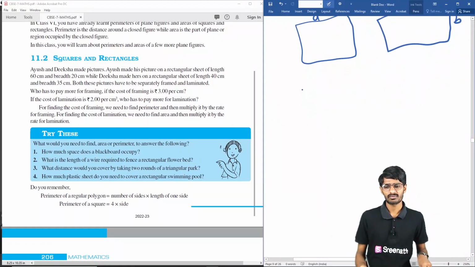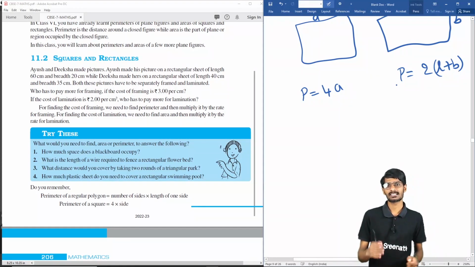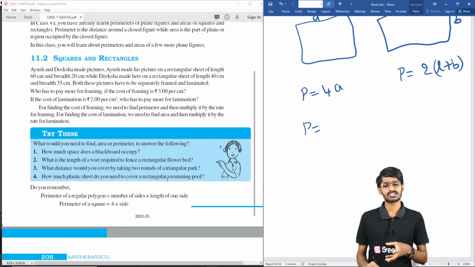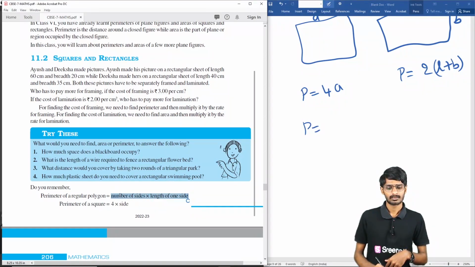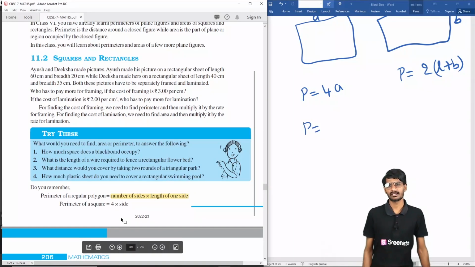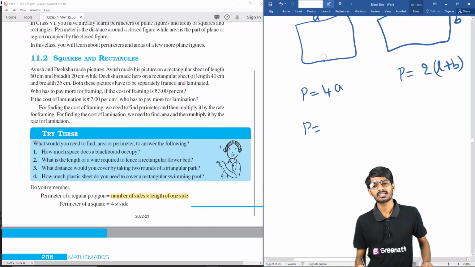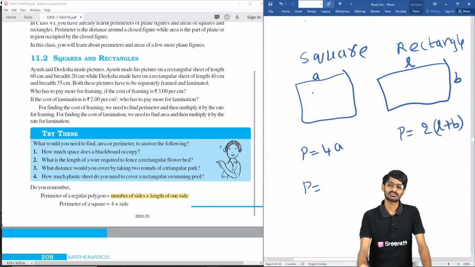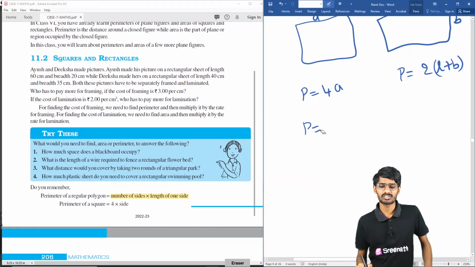And what is the perimeter of a square? That is nothing but 4 into a. And what is the perimeter of a rectangle? It is 2 into (l plus b), which we discussed in the previous class. And the perimeter of any regular polygon is P equals number of sides into length of one side. Any regular polygon means its sides are equal, like an equilateral triangle is a regular polygon, and a square is a regular polygon. For the square, the perimeter is 4 into a, which means number of sides into length of each side.